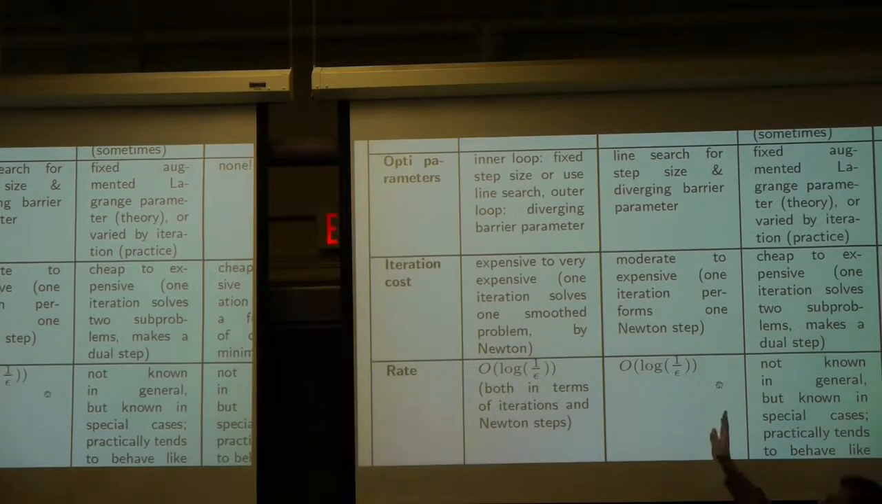Okay, so what about the rate? They actually both have the same rate. If we talk about the number of iterations total, they both require log of 1 over epsilon iterations until we get an error of epsilon away from the solution. Remember, iterations meant different things here. This meant an entire problem solved by Newton, and this meant Newton steps. But in your textbook, you can see that they prove that if you count the total number of Newton steps taken by the barrier method, because it's going to take a bunch in each iteration, it's still going to be log of 1 over epsilon. So they're pretty comparable in terms of their rate of convergence.